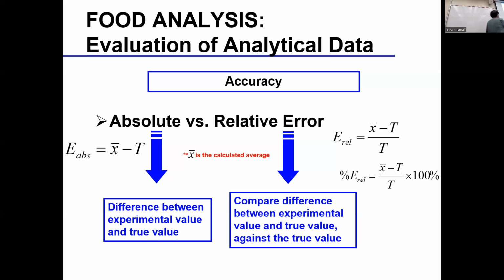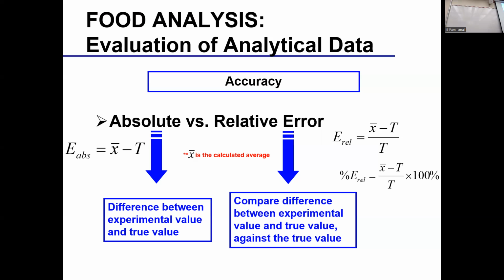So you have an average value and you have a true value, or a reference value, or a published value. Later on, when you are assigned a food product and you determine fat, protein, ash, moisture, there is a USDA website that tells you what the composition is for that particular sample. So you use that USDA value as your true value.